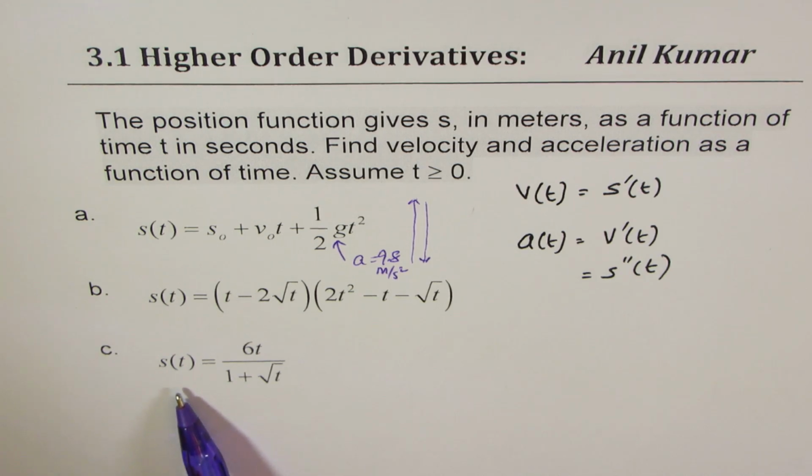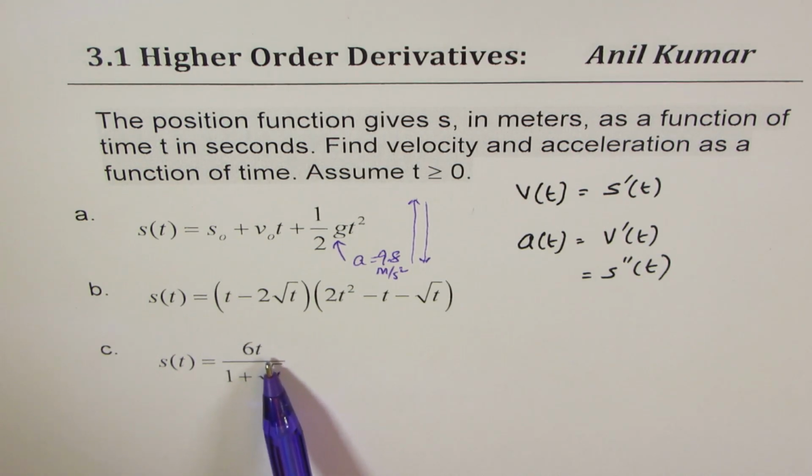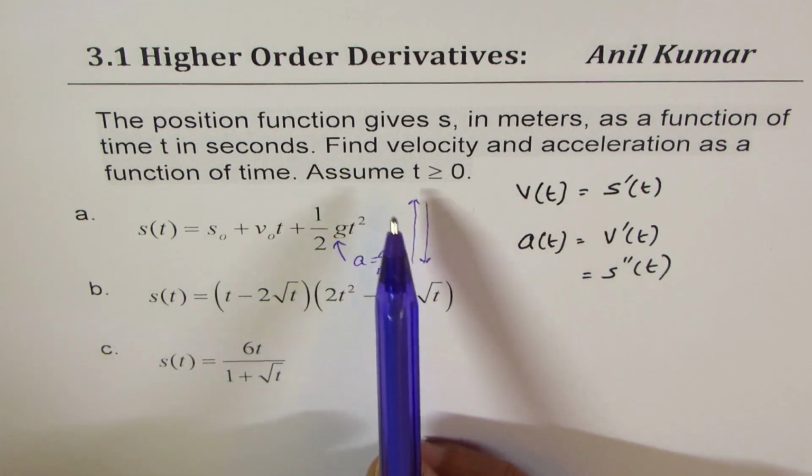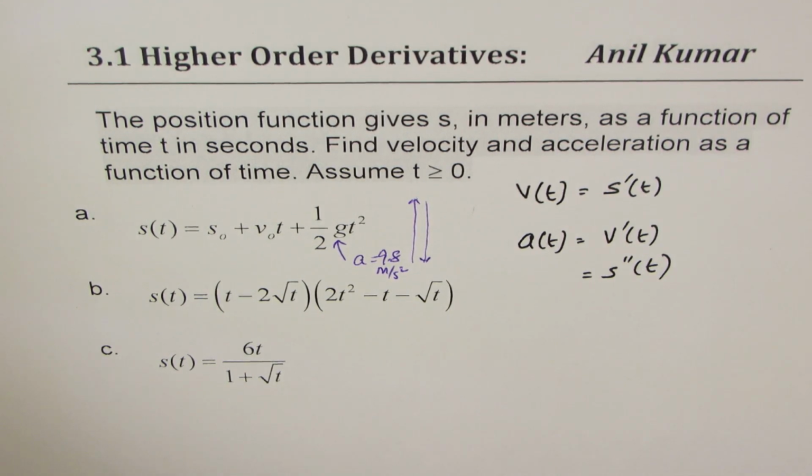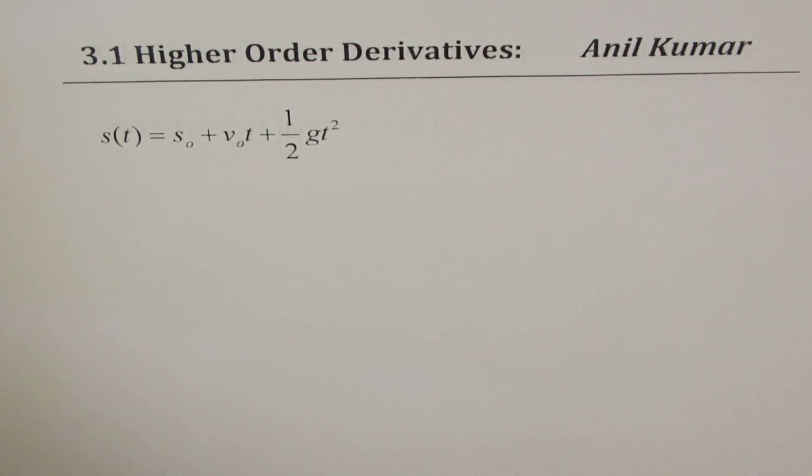And part C is displacement in the form of a function divided by another function, where again I've taken a square root function. It is only for your practice. You should assume t greater than or equal to 0. This is when square root t is valid, correct? That's the domain for square root functions. Perfect. Even when we consider many applications of speed, velocity and acceleration, we consider time to be greater than 0. So let us take them one by one and solve.